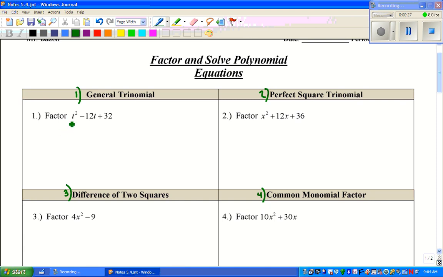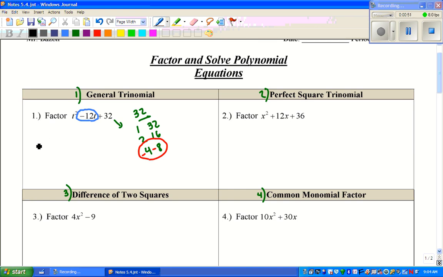So remember, to factor general trinomials, you always take 32 out to the side and list all the factors: 1 and 32, 2 and 16, 4 and 8. Then you see which of these sets of factors can add or subtract to give you this middle term right here, okay? In order to get a negative 12, I'm going to need a negative 4 and a negative 8.